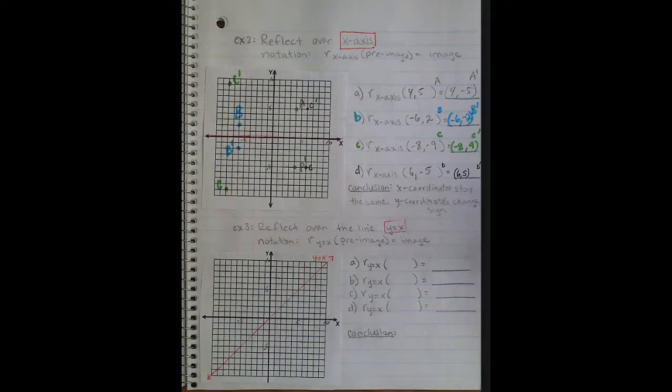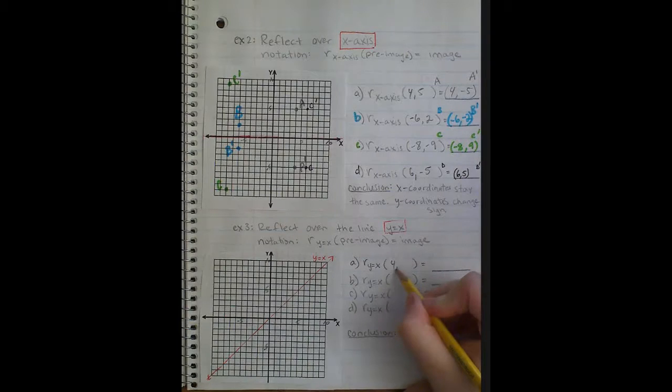Example 3 is reflecting over the line y equals x. In case you don't remember, that's this red line that I've drawn in. So on your graph, you want to draw that in because it's not already on there, whereas the x and the y-axis were kind of already there for you. Same notation, reflect over the line y equals x, your pre-image and then your image. So we'll go ahead and fill in the same coordinates we've been working with.